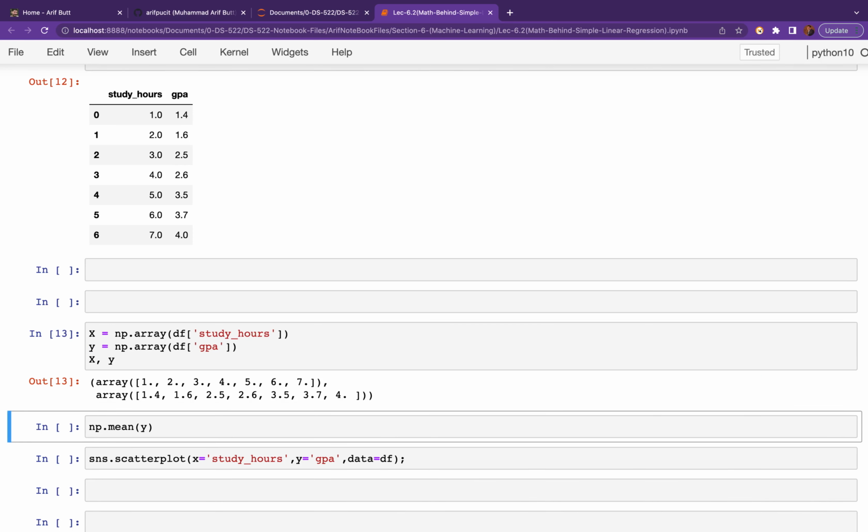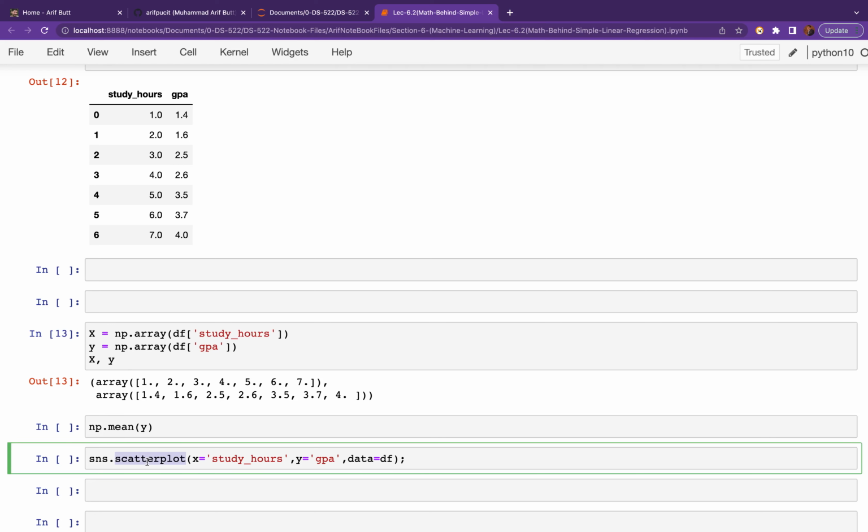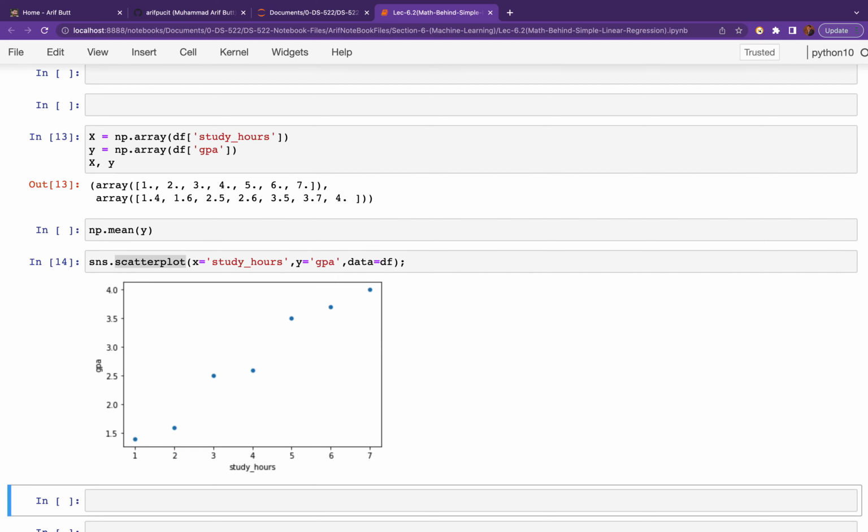Before we apply linear regression on this dataset, let us first check if there exists a linear relationship between the study hours and GPA. The easiest way to do this is to plot your data using a scatter plot. So let me plot it using the scatter plot method of Seaborn. So the relationship is linear and positive as well. Great.